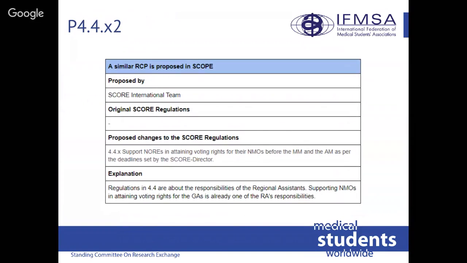4.4.x2 is a new original regulation that says to support NORIs in attaining voting rights for their NMOs before the March meeting and August meeting, as per the deadlines set by the SCORI director. Regulations in 4.4, again, are about the responsibilities of the regional assistants, and this task is also being done by the RAs currently.